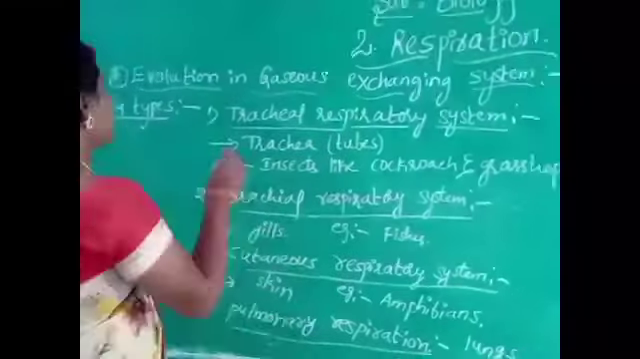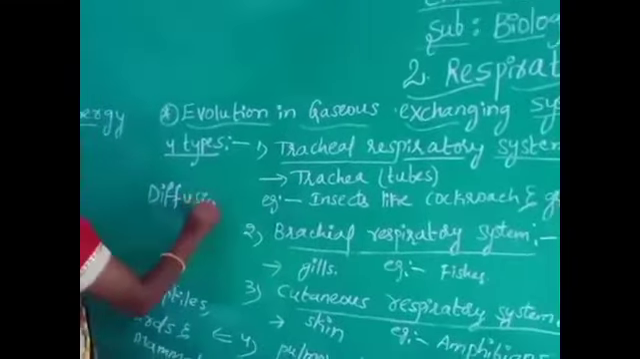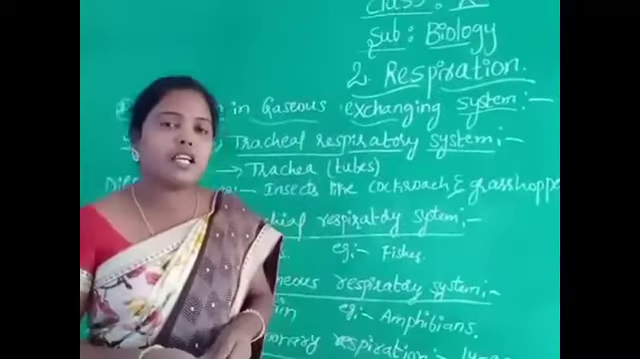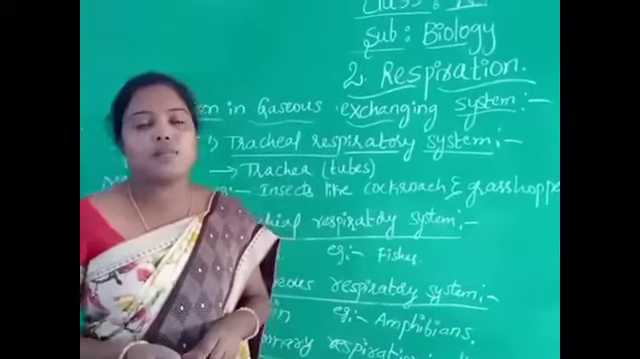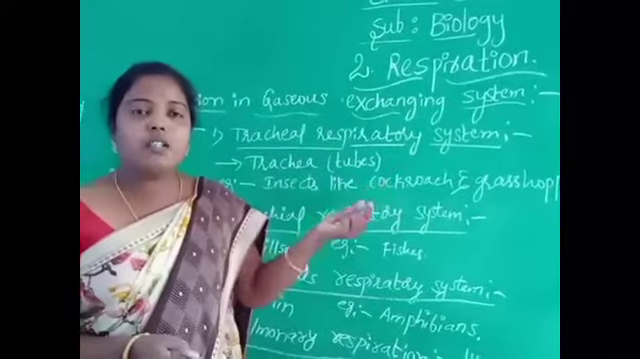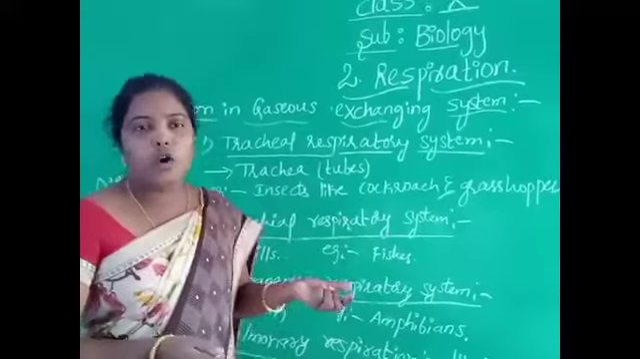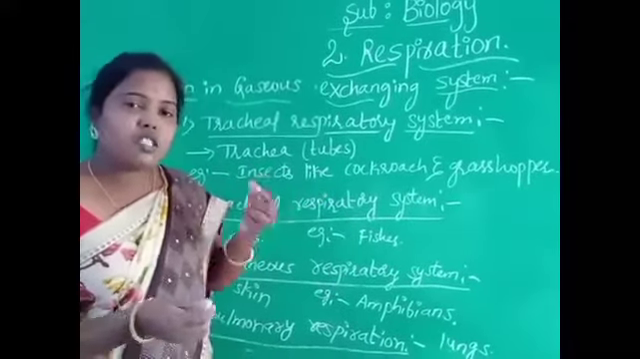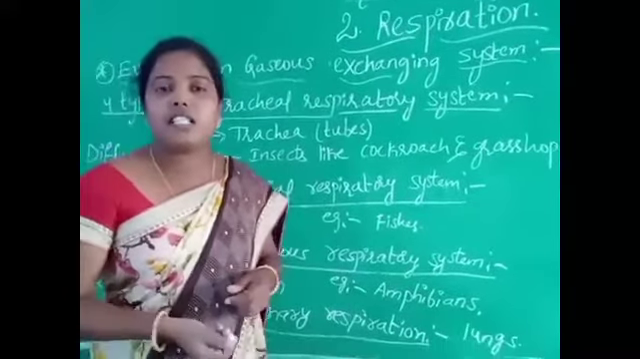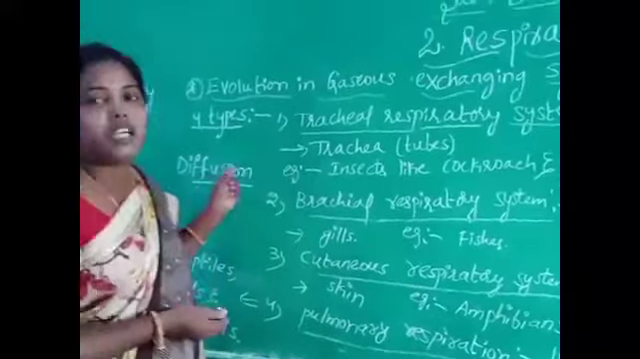So this process is called diffusion. Okay, what is diffusion, Nana? Gaseous exchange system is very common in all living organisms. In single cellular organisms like amoeba and paramecia, they will take oxygen through the body surface and release carbon dioxide from the body surface. Okay, so the oxygen is mixed with the entire cells, and from the cells carbon dioxide is released outside. This process is called diffusion. Diffusion is nothing but spreading.